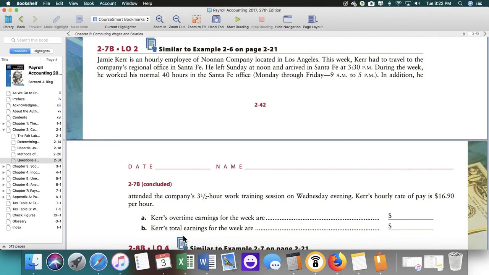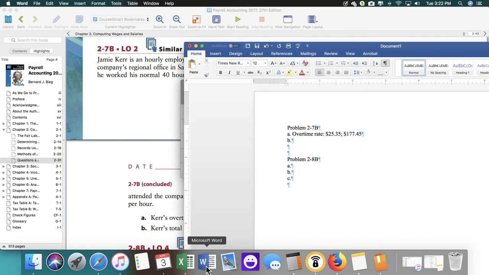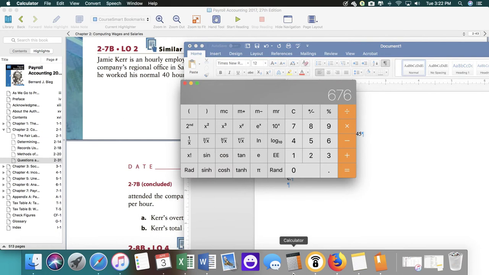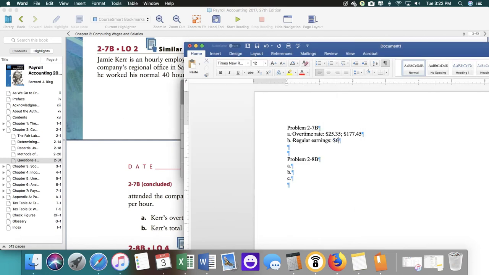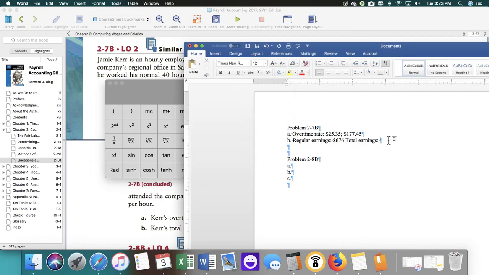So his overtime earnings for the week are that, then we have to calculate his regular pay as well. So we have $16.90 times 40, which gives us $676. I'm just going to make myself another note: regular earnings are $676. And that would make his total earnings, we take the 676, add the 177.45, so his total earnings are $853.45.